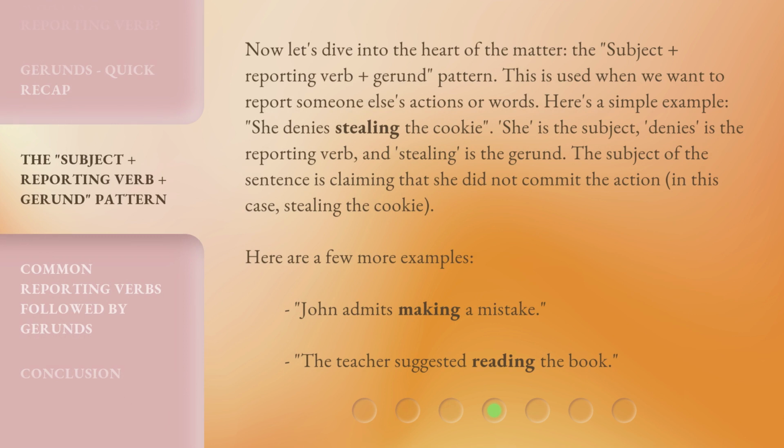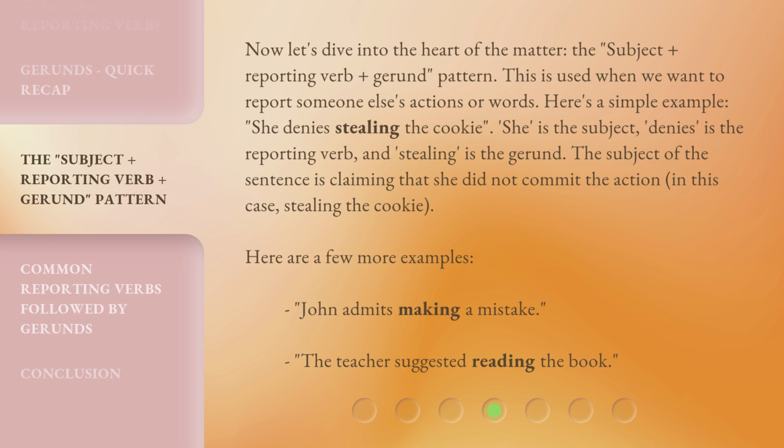Now let's dive into the heart of the matter, the subject plus reporting verb plus gerund pattern. This is used when we want to report someone else's actions or words. Here's a simple example. She denies stealing the cookie. She is the subject, denies is the reporting verb, and stealing is the gerund. The subject of the sentence is claiming that she did not commit the action, in this case, stealing the cookie.